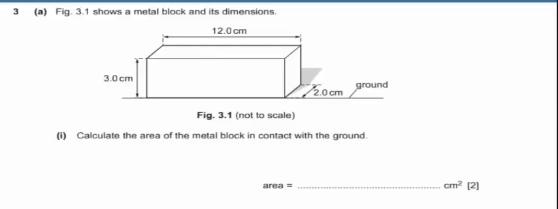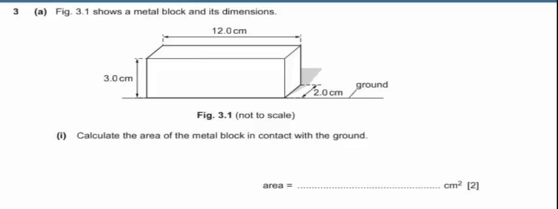So the next question is, figure 3.1 shows a metal block and its dimensions. So we have this 2.0 centimeters, which is the breadth, 12.0 centimeters, which is the length, and 3.0 centimeters, which is the height. The first question, which is Roman numeral 1, is saying, calculate the area of the metal block in contact with the ground.